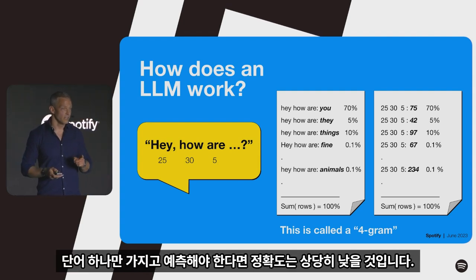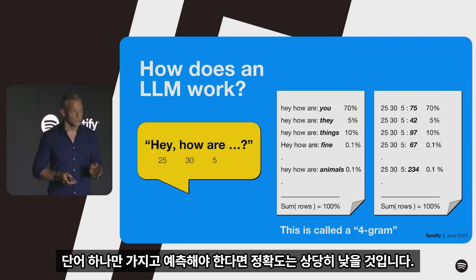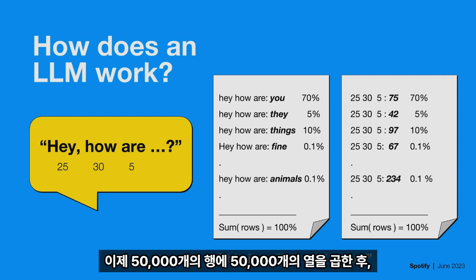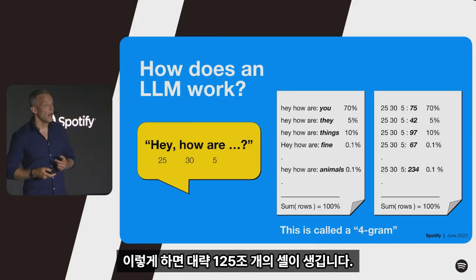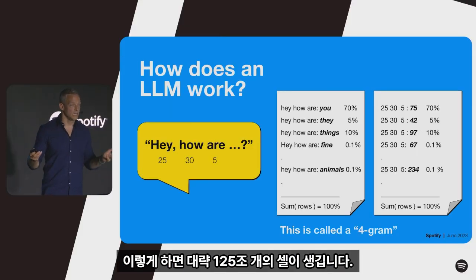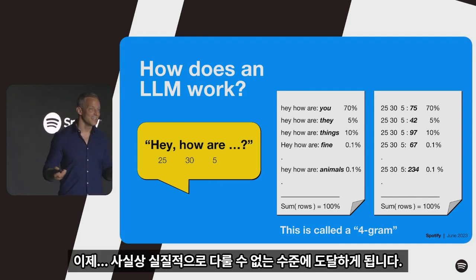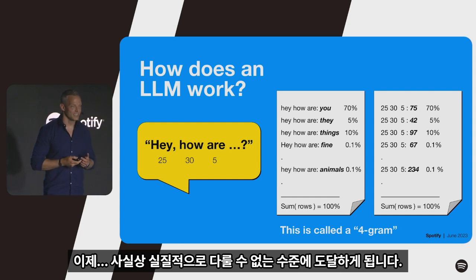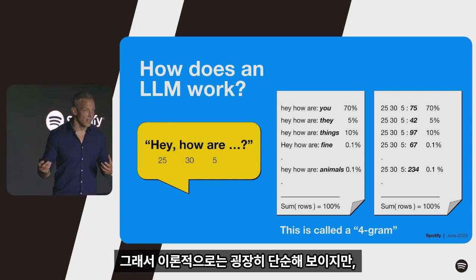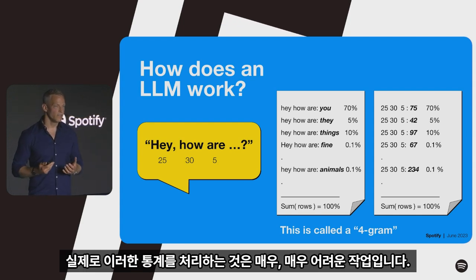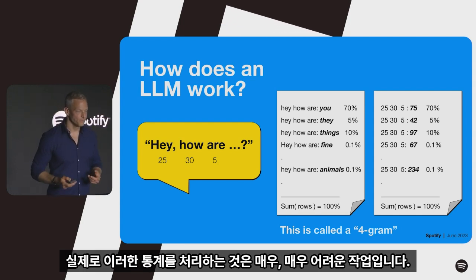But this is just with one word. And remember, when you just had one word to guess from, your guess is going to be pretty bad. Now let's say that you get two words to guess from. So now you're going to have 50,000 rows times 50,000 columns, and then times 50,000 again, because you have combinations of two words. So now you have something like 125 trillion cells in your spreadsheet, and it's getting beyond what is solvable. So it turns out, while the theory, as I said, is deceptively simple, the practice is actually very hard. It's just very, very hard to do these statistics in practice.